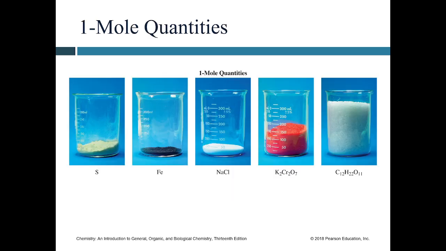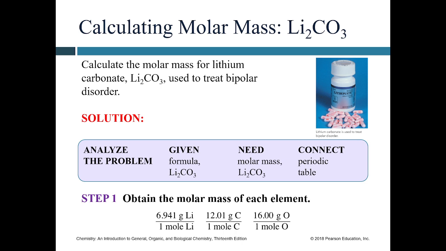Here we have sulfur, iron, NaCl, potassium chromate, and right there, anybody know what that is? Any ideas? That's sugar. That's the formula, what sugar's formula looks like. There's actually a few different types of sugars, of course. But they all look something like that.